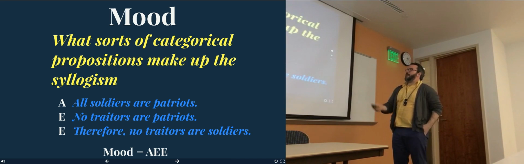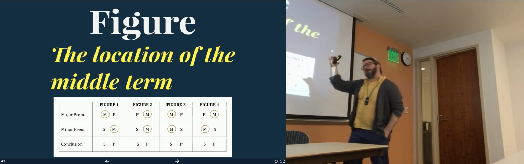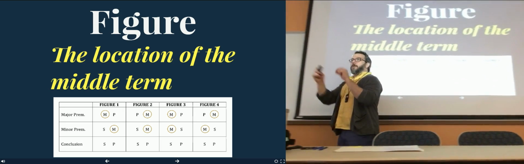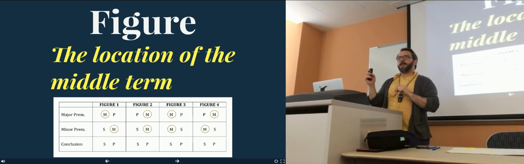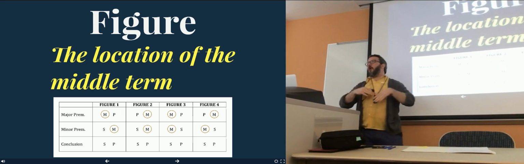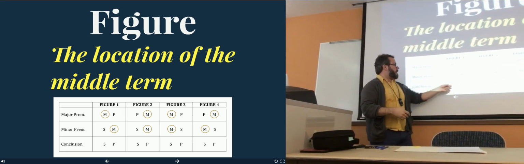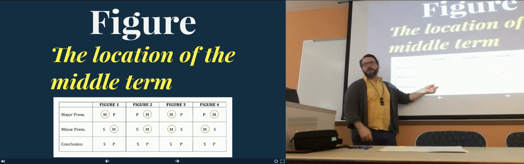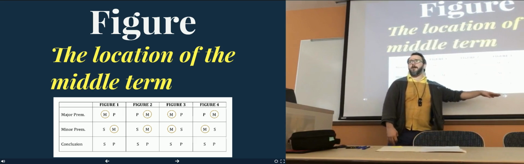So mood, AEE. Figure. Figure doesn't have to do with what kinds of statements we're talking about. It has to do with the relative positions of the major, minor, and middle terms in all of these statements. In the conclusion, the major term and the minor term are always going to be in the same place, right? Because this is how we defined major and minor term. P, my major term, is always going to be the predicate of my conclusion. S, my minor term, is always going to be the subject of my conclusion. So there's no variation there.